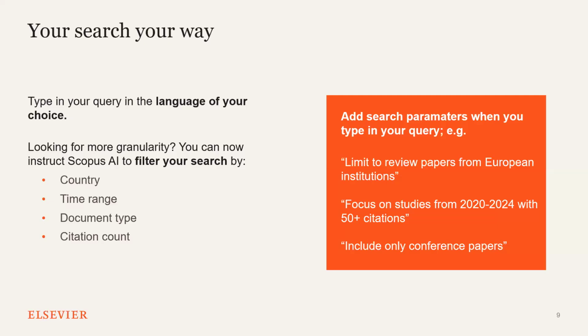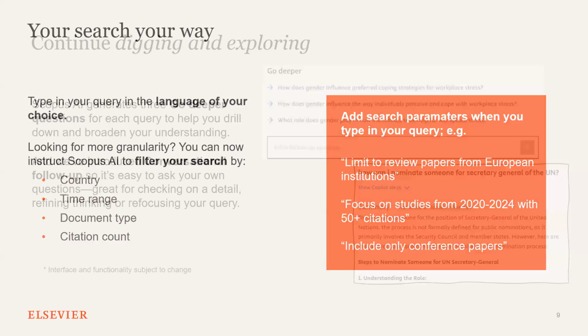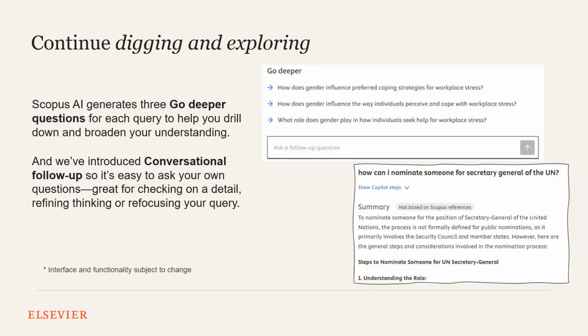You can add a filter on the date range, that you only want to focus on studies from 2020 to 2024. You only want publications that have more than 50 citations. And you also maybe want only conference papers, right? So all of these parameters can now be used as filters in your query. So you integrate them into your query, and I will show you an example when we do the demo.